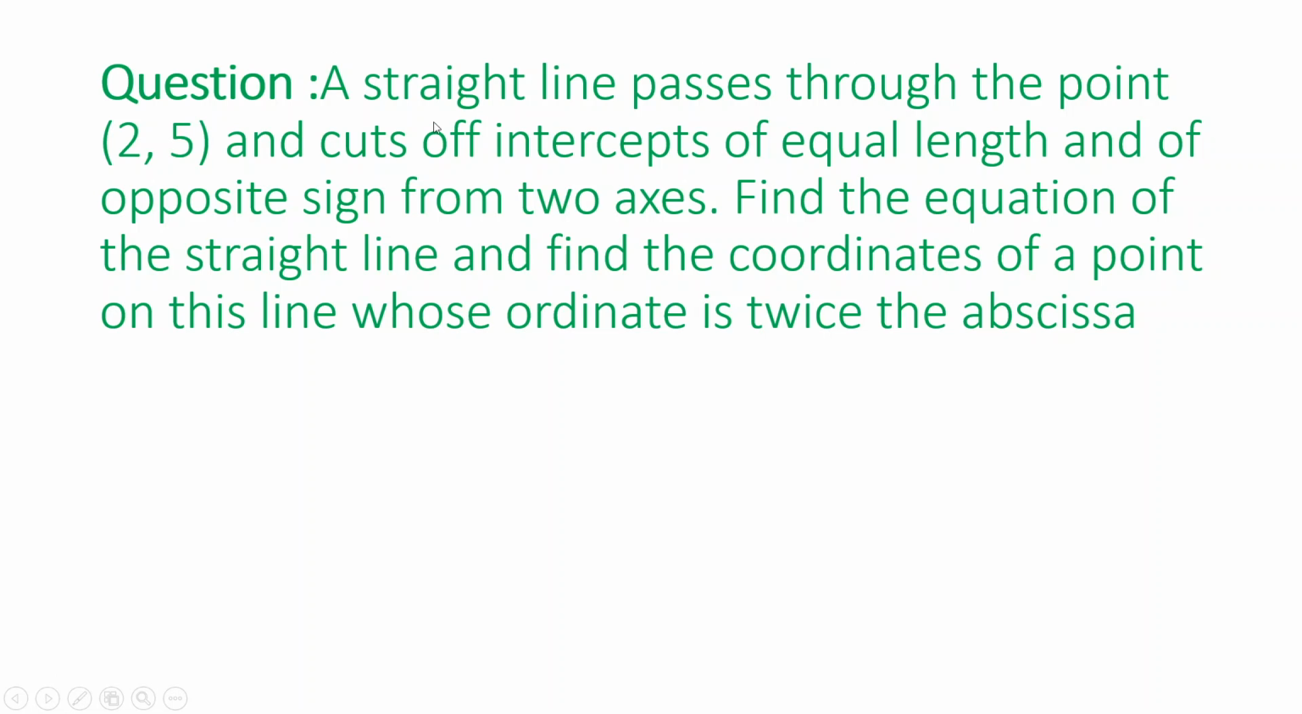Question. A straight line passes through the point (2, 5) and cuts off intercepts of equal length and of opposite sign from the two axes. Find the equation of the straight line, and find the coordinates of a point on the line whose ordinate is twice the abscissa. Solution.